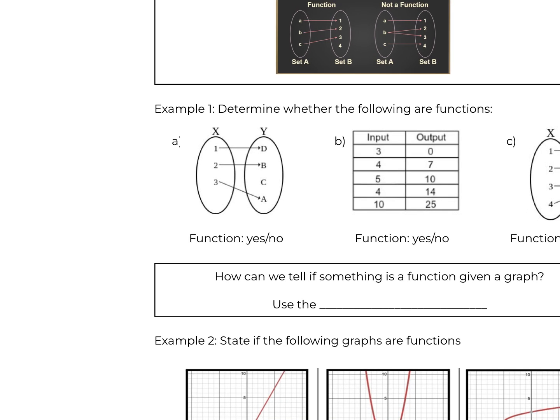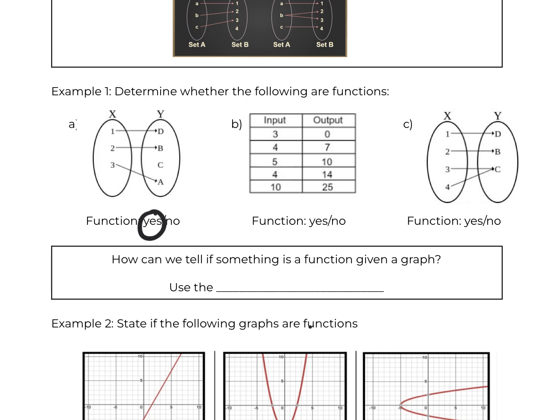The number 1 maps to a letter D, the number 2 maps to a letter B, the number 3 maps to a letter A. All right? Because there is only one arrow coming from each of the x's, it is a function. That is a function.